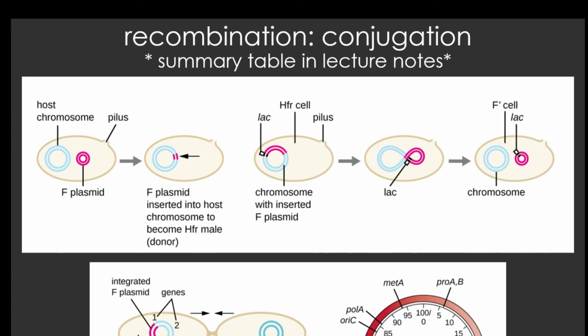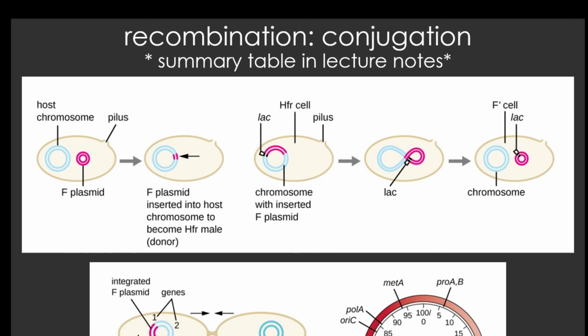And that happens because as this HFR cell encounters an F minus cell and begins to create the pilus, it starts sending through the F factor, and then it starts sending a piece of its chromosome over with it. And so you end up with a recipient cell that is not F plus, but it's not really F minus either, because it does have a bit of this F factor, so it's called an F prime cell.